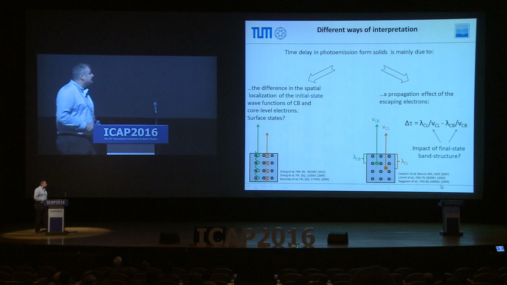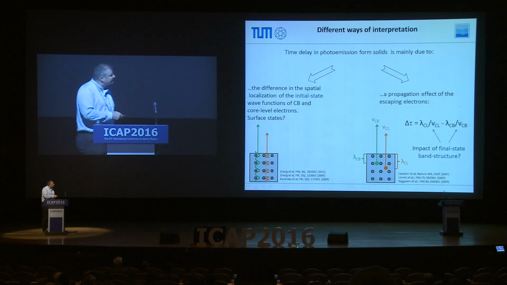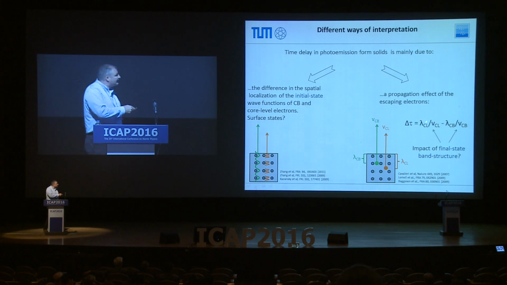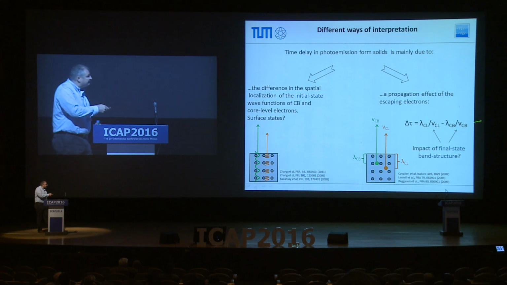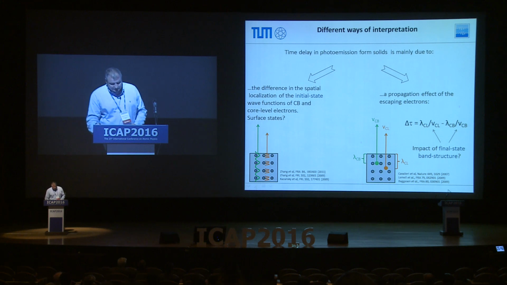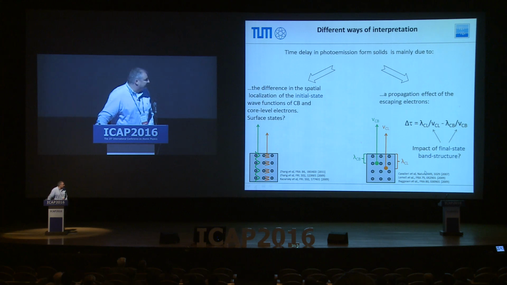And the other explanations mostly come from propagation effects of the escaping electrons. So if you look at the time difference when they come to the surface, it should be the pathway, the inelastic mean-free path of the electrons from the core level divided by the velocity of these electrons minus the place where the conduction band electrons come from, the inelastic mean-free path, divided by the velocity of the conduction band. And of course, the velocity of these two electrons should be dominated by the conduction band, by the band structure.